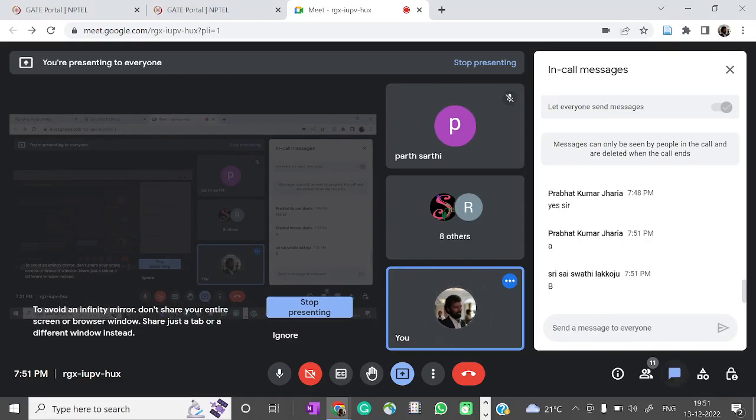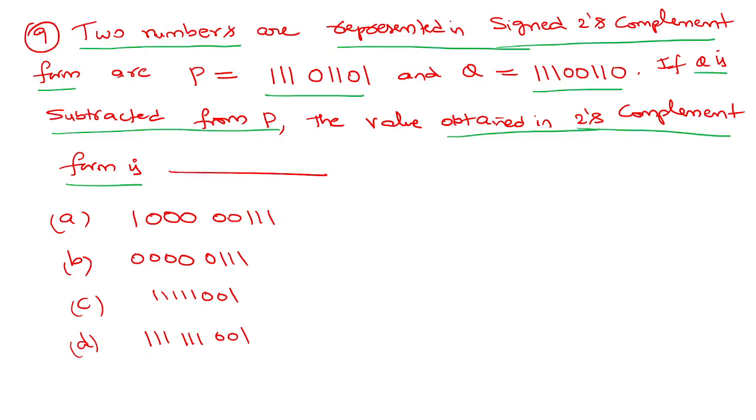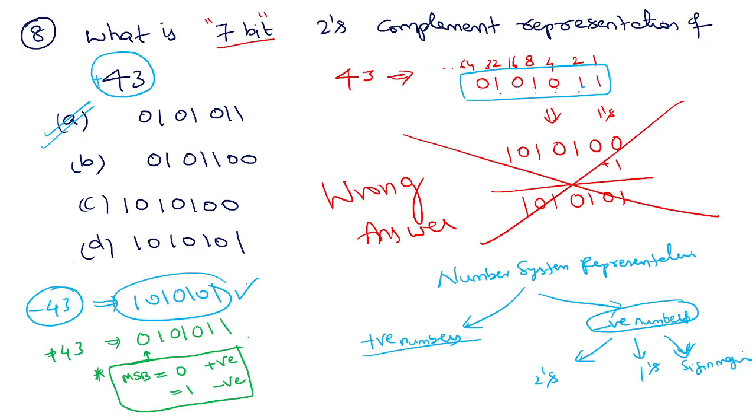Option A, option B. Very good. See, for these kinds of problems, let's convert these into basic numbers. P is what? 1, 1, 1, 0, 1, 1, 0, 1. How to get the decimal equivalent? If this is a 2's complement form, again you take the 2's complement, let's say.